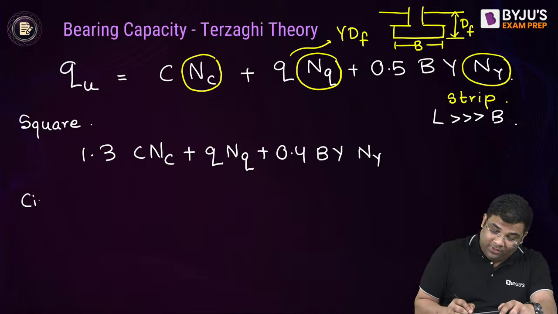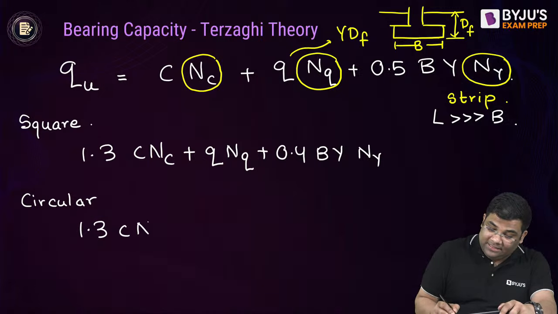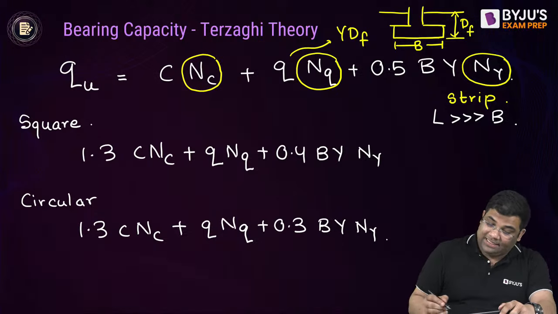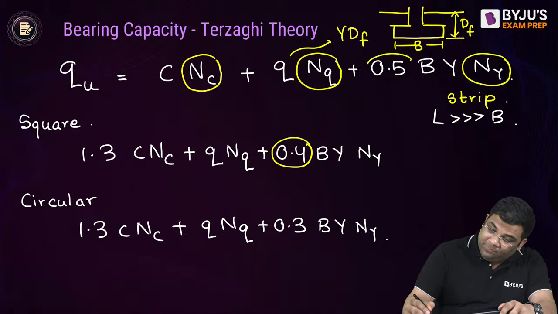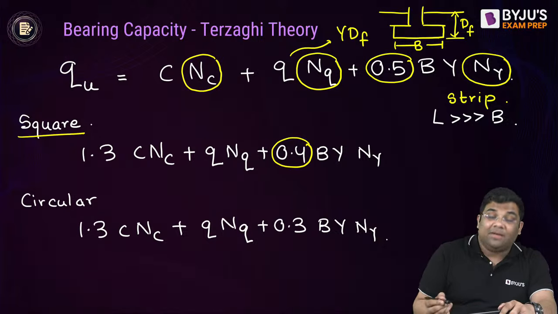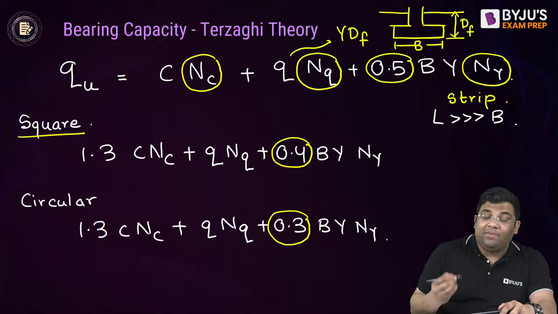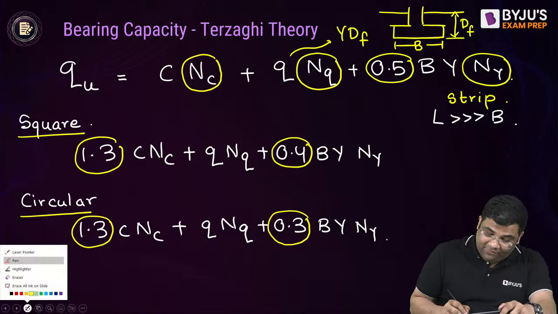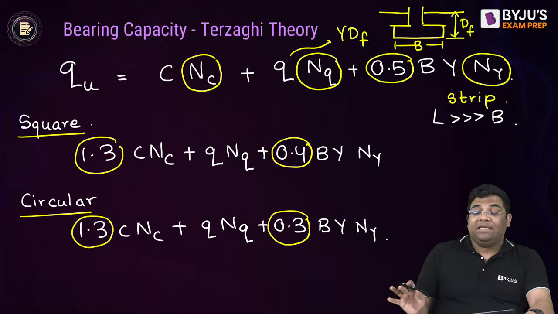And if we have a circular footing, most of the time they are square and circular only, the first term changes to 1.3 cNc, the second term remains the same, and the third term changes to 0.3 B gamma N gamma. So these are the changes happening. It was 0.5 for the strip footing, for square it became 0.4, and for circular it became 0.3. And this 1.3 term got added for square and circular footing. The second term is unaffected. These are the important things which they can ask. We can say this is the effect of shape.